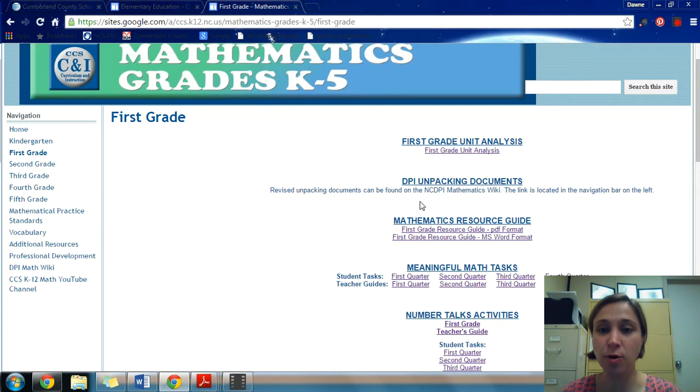The next most important document would be the NC DPI, or North Carolina Department for Public Instruction, Unpacking Document. This document really goes into detail about what you need to teach for each of the standards. So if you read a standard and you're not sure what it means or it seems vague, go to this document. It tells you exactly what to teach.